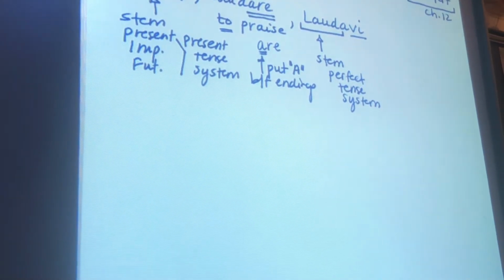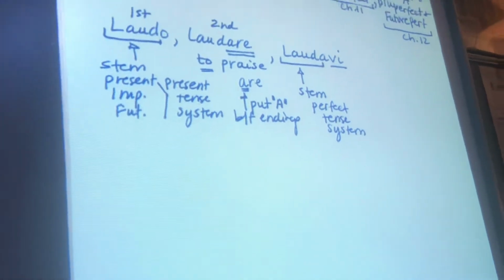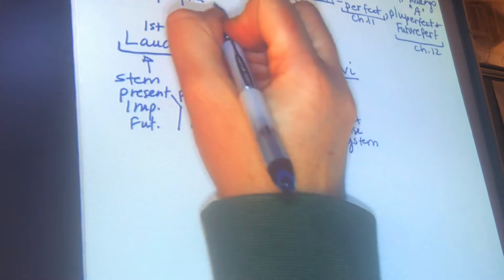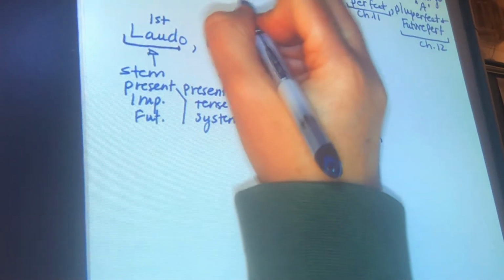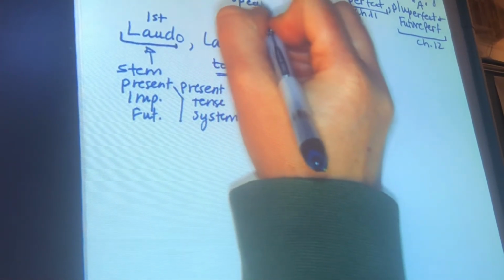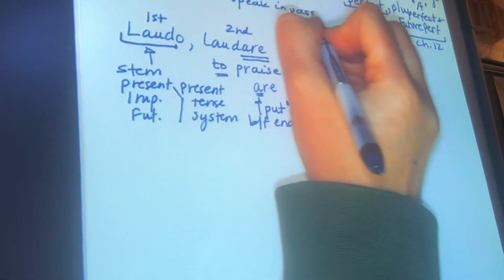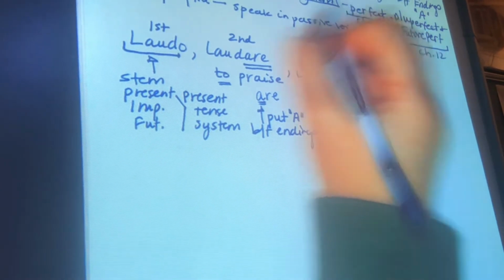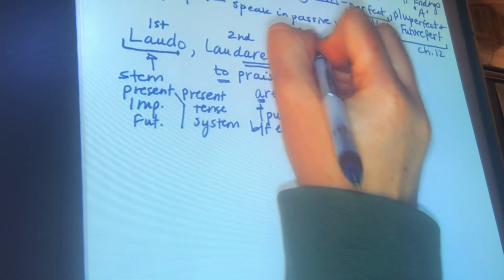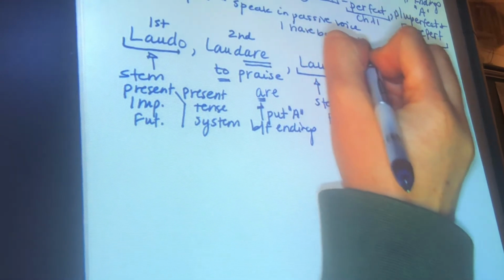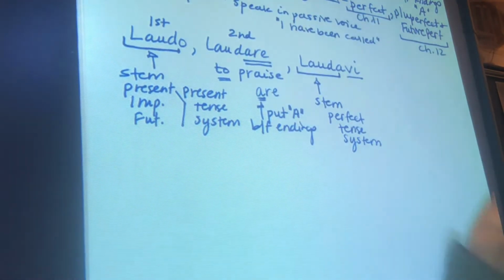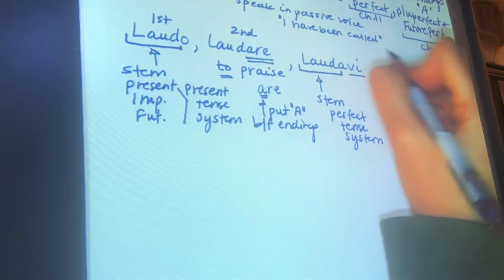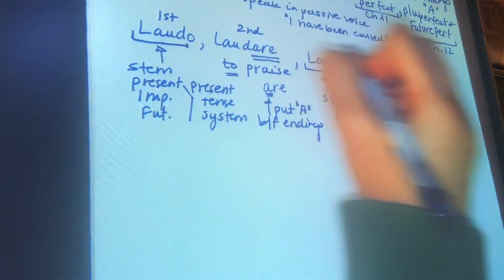The fourth principal part we don't use until the end of Latin 2. So just file it away. It's the passive, the supine, so that's used to speak in the passive voice. To say things like, I have been called, in which the subject is not doing the action but receiving the action. And again, we're not going to learn this until Latin 2. So just file this away.